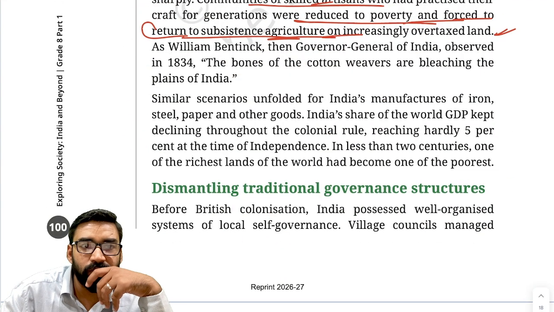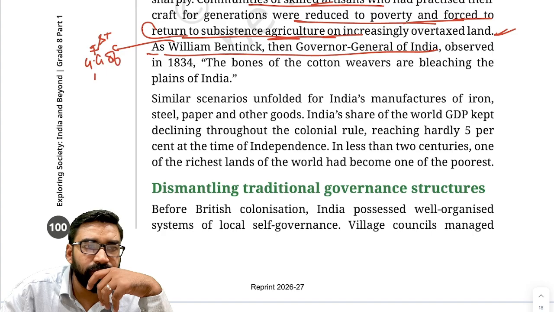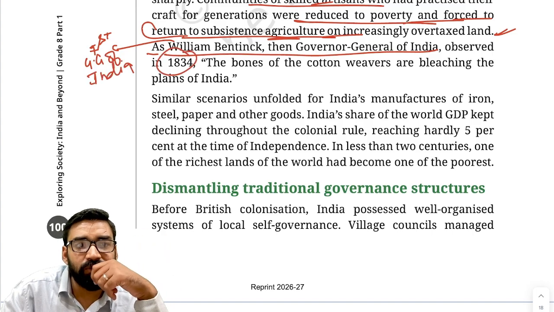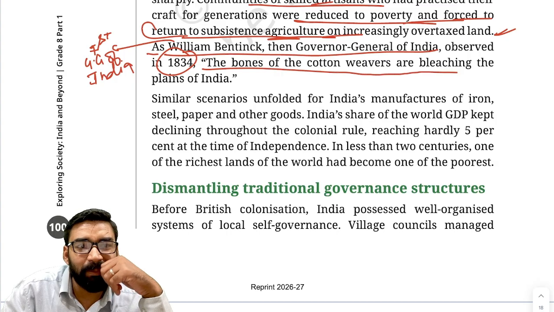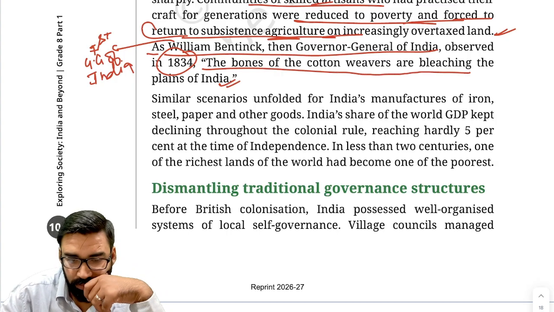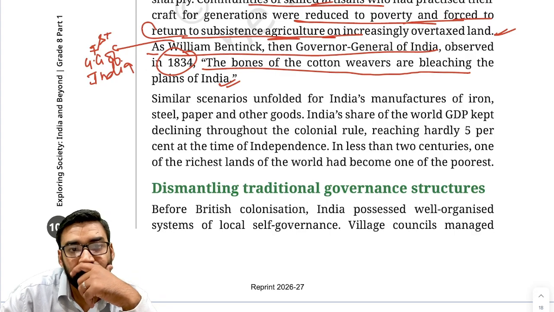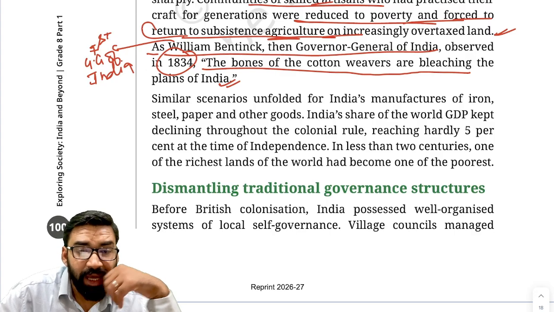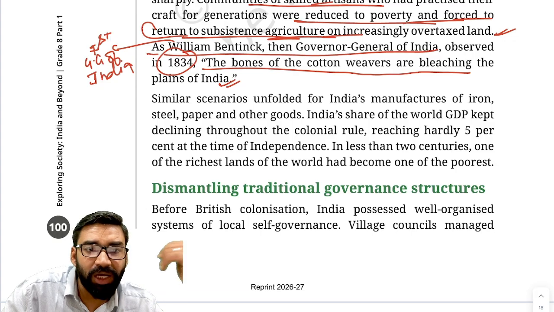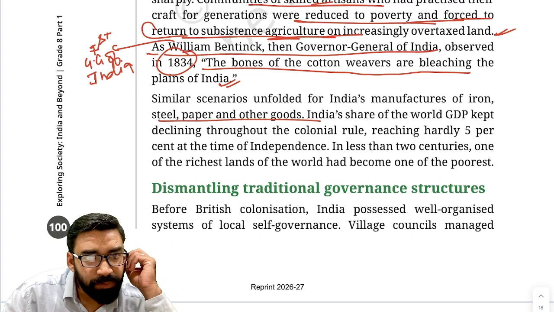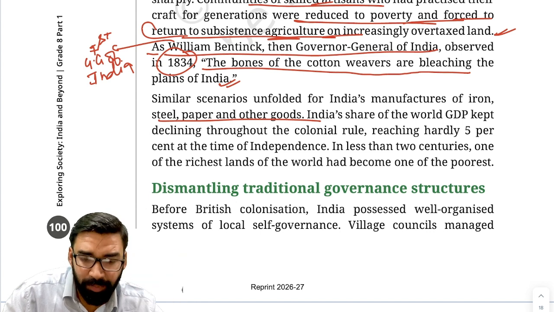Like William Bentinck, who was the Governor General of India. William Bentinck was the first Governor General of India. Fine. Now, he observed in 1834 that the bones of the cotton weavers are bleaching the plains of India. Bones of cotton weavers are bleaching the plains of India. Fine. These things were there. And there was decline in other sectors also. Other sectors in the sense like iron, steel, paper, and other goods also. Clear? So remember this thing.